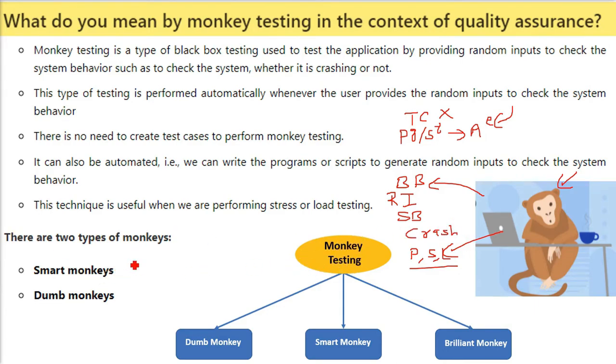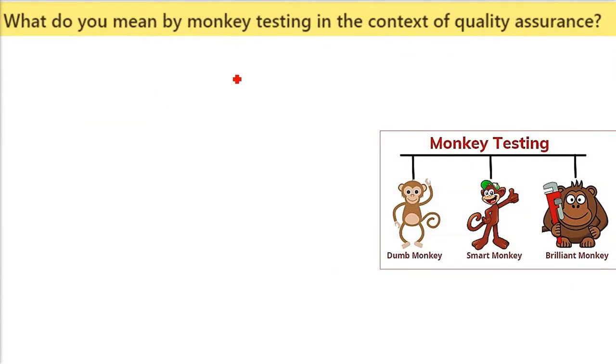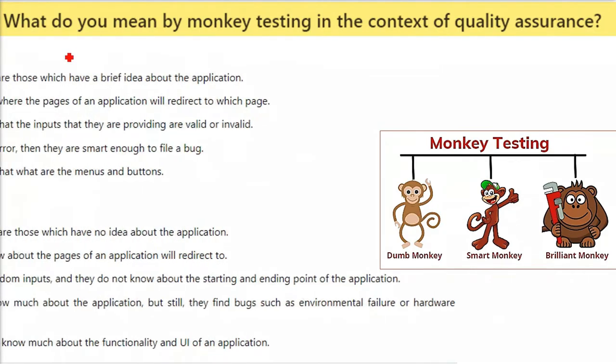We can divide monkey testing broadly into two categories. One is smart monkeys and the other is dumb monkeys. A smart monkey has a little bit of an idea. A dumb monkey has no idea about the software product. A brilliant monkey is very smart. He knows everything, he has all the documents, he has all the inputs, he knows the results also. But we'll be discussing the dumb monkey and the smart monkey.